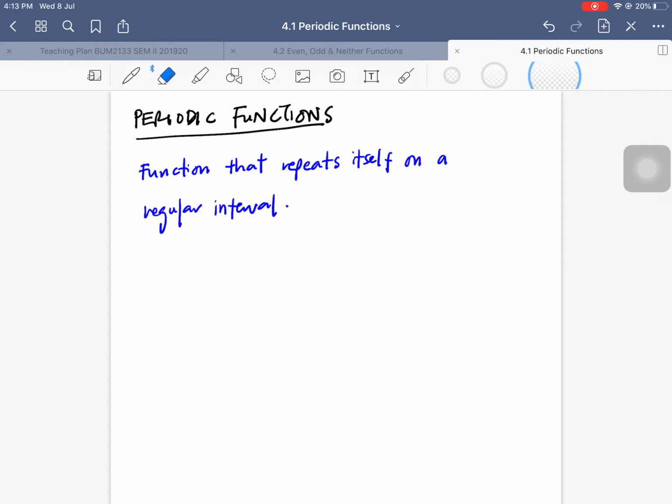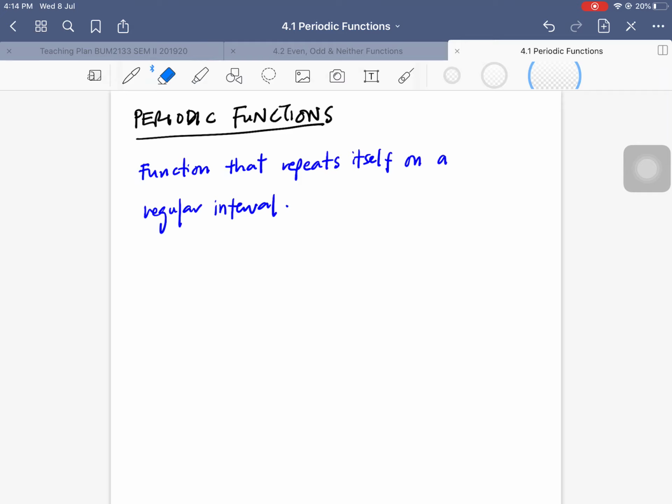Alright, so in this video we're going to revisit 4.1. You remember I started with 4.2, so now it's going to be back to 4.1, which is going to be on periodic functions. So in this subtopic, I'm going to explain what a periodic function is, what the characteristics of a periodic function are, and I am going to even show you how we sketch a periodic function.